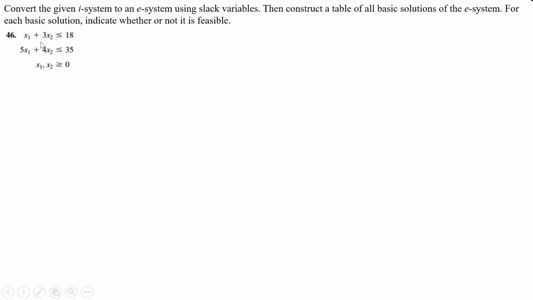Same rules. And so first we have to convert the I system here to an E system. So we're going to add s1 here. So that's going to be x1 plus 3x2 plus s1 equals 18. And then we have a 5x1 plus a 4x2, and now we have plus an s2 equals 35. And our x1 and x2 are both going to still be greater than or equal to 0.